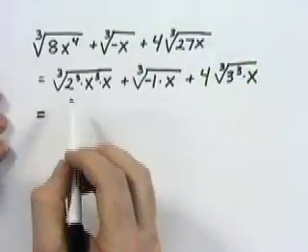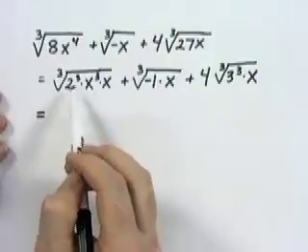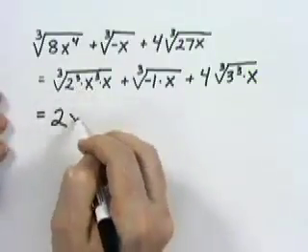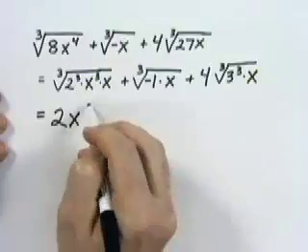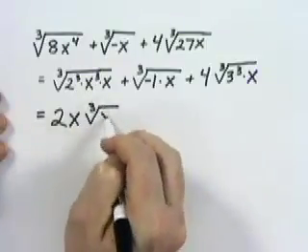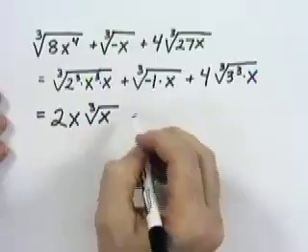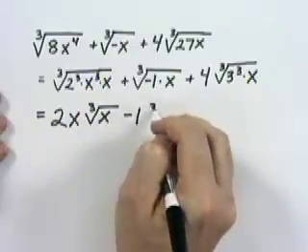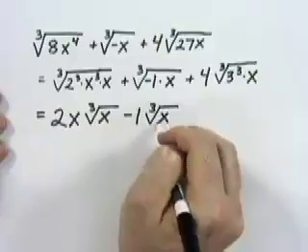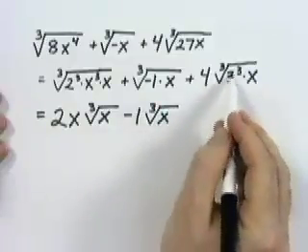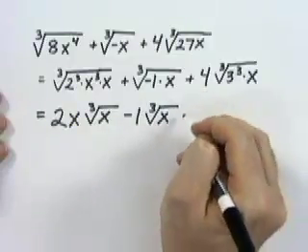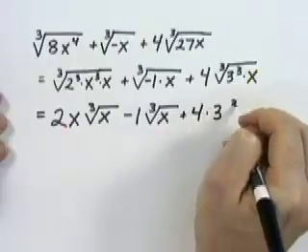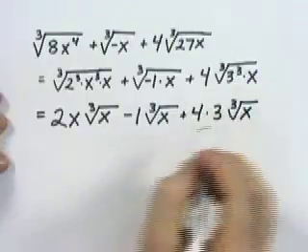Watch the simplification that takes place here. The cube root of 2 cubed is going to be 2. The cube root of x cubed is going to be x. And then I'm just left with the cube root of x. The cube root of negative 1 is negative 1, so I'm going to write that as minus 1 times the cube root of x. And finally here, the cube root of 3 cubed is 3. So I have plus 4 times 3 cube root x.